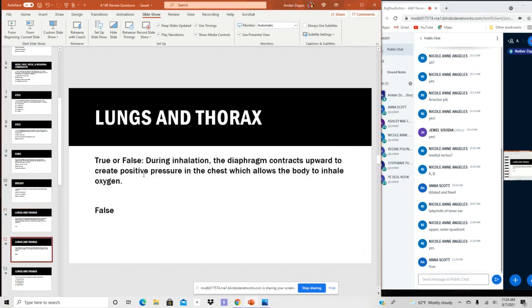True or false? During inhalation, the diaphragm contracts upwards to create positive pressure in the chest, which allows the body to inhale oxygen. What do you guys think? False, right? What does it do? It doesn't contract upwards, it contracts what? Downwards. And it's actually not creating a positive pressure, it's creating a what?